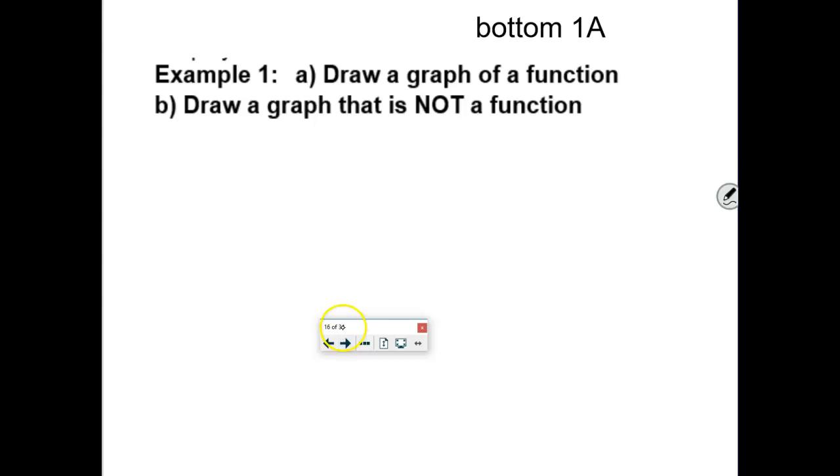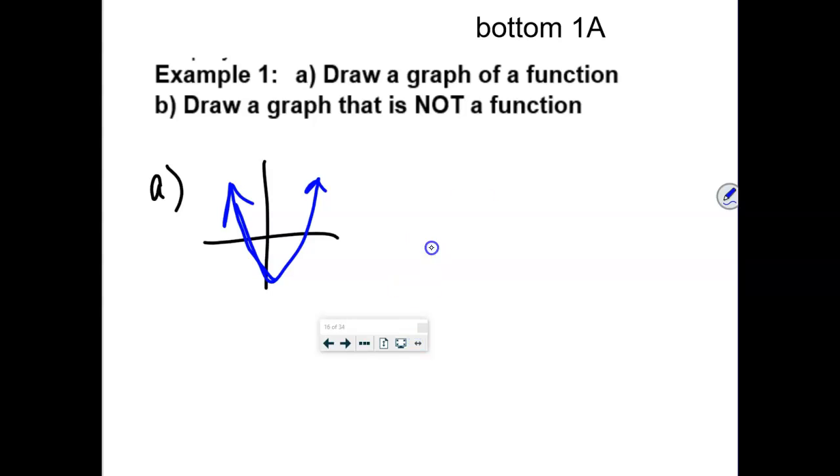All right, so let's, can you guys help me develop something that is and is not a function? Instruct me, child. Give me something that is a function. Draw a U. Okay. I'll call it a parabola, but love it. That is totally a function. How about something that's not a function? A sideways U. All right.